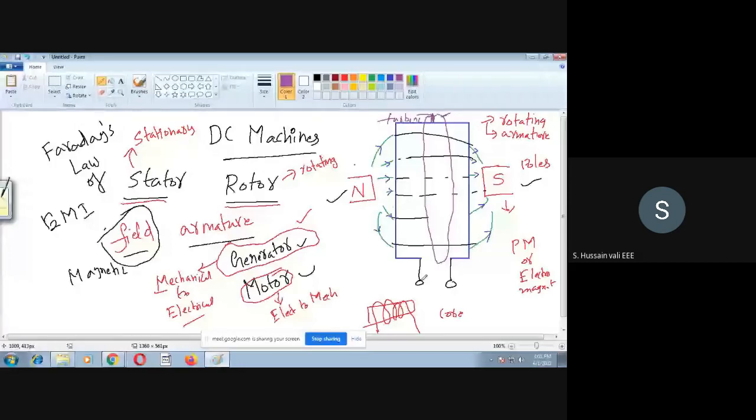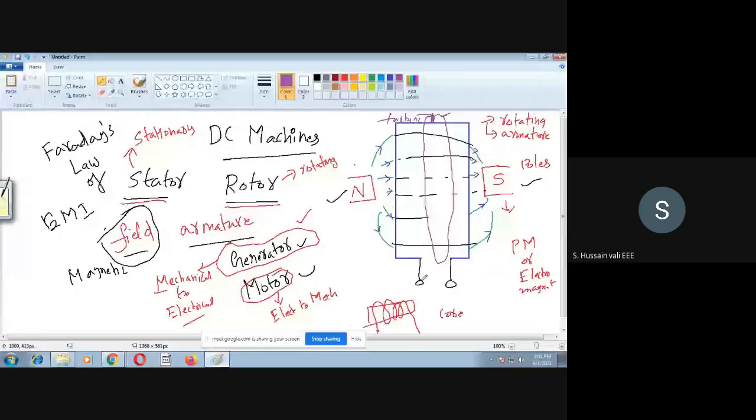So when the turbine is rotating, what do you find on the turbine? You find a coil. That is the blue color coil I have shown here. As the turbine is rotating, the coil is also rotating, because the coil is wound on the magnetic core. So the magnetic core is rotating, and the coil is also rotating.